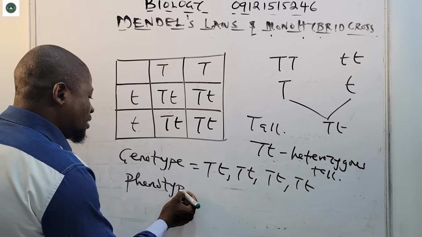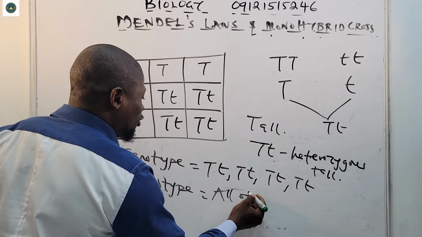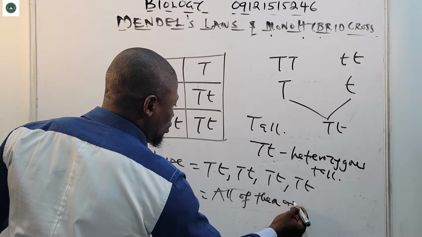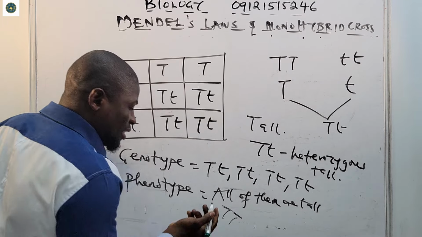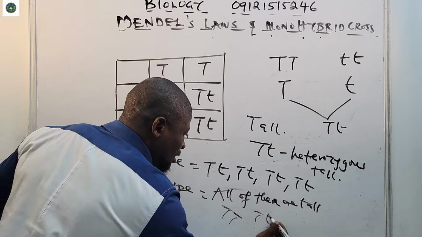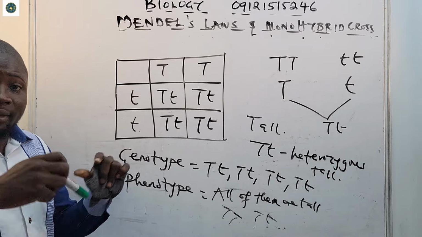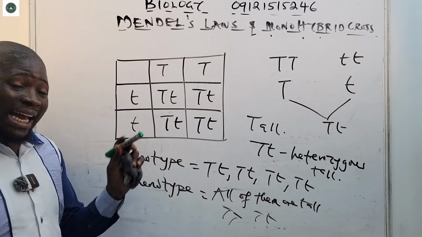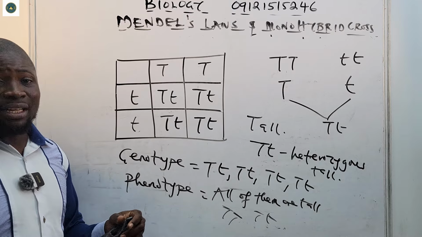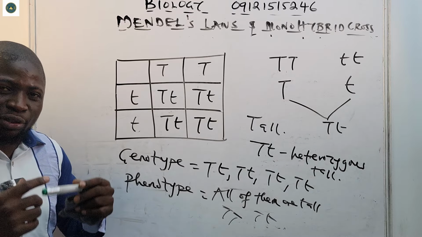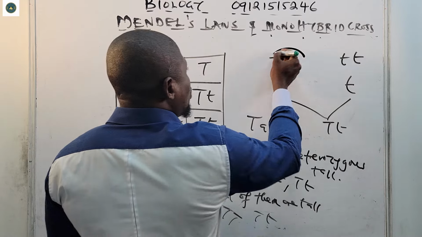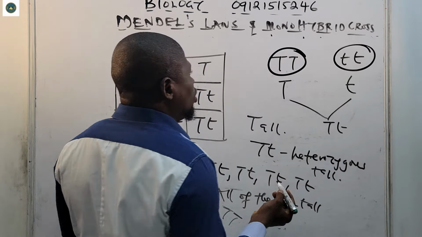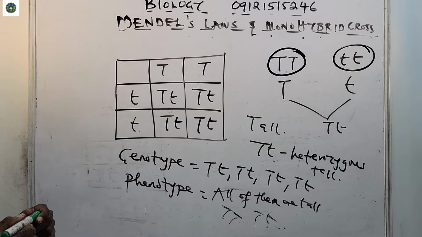The phenotype is that all of them are tall. That's what we'll be seeing outside. It does not concern us whether it's TT or Tt on the inside, because we are seeing tall plants. We are only concerned with the phenotype, the observable one you can see with your own eyes. You had one parent that was pure tall and another that was pure short.